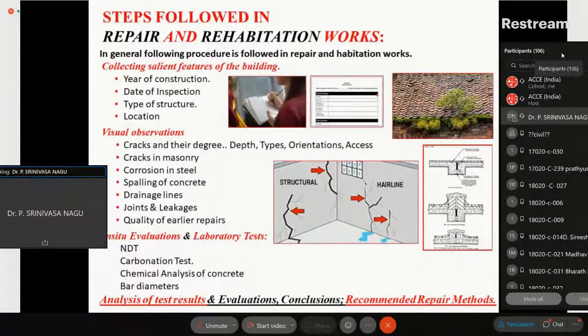Then corrosion of steel. What is the degree of corrosion of the steel? Whether the masonry cracks are due to improper construction or any wall movements or slab movements, all these things you have to understand, right? Spalling of concrete, the major problem, always spalling of concrete, right? Then drainage lines, how the drainage lines are there, joints and leakages, what is the degree of repair required, like that, and the quality of earlier repairs.